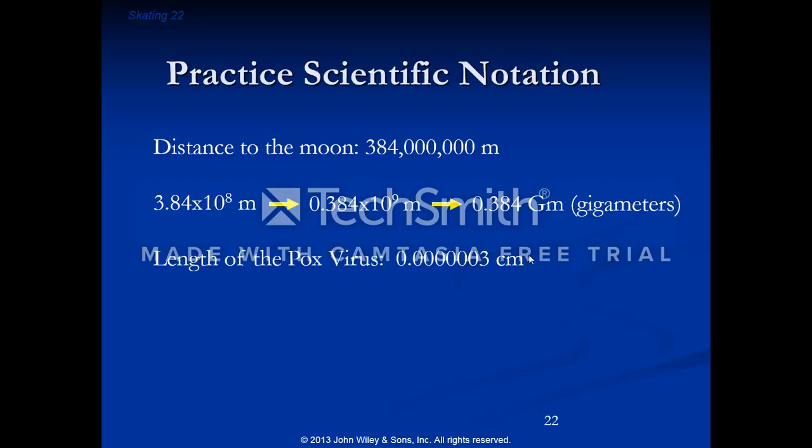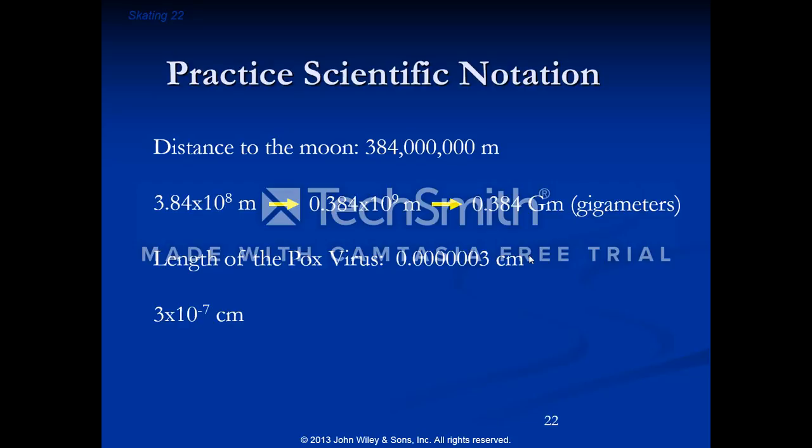One more example, the length of the pox virus, we were told is 0.0000003 centimeters. Hopefully I said the right number of zeros there. So in scientific notation, we can observe this is 3 times 10 to the negative 7th centimeters. But the tricky thing here, centi is already a metric prefix, right? So again, before we can use a different metric prefix, you can't have like microcentimeters, you can't have two metric prefixes. We need to change it to meters.